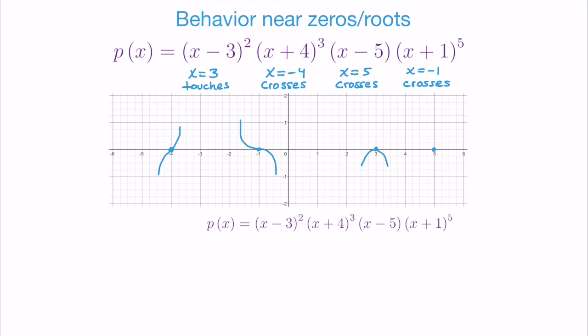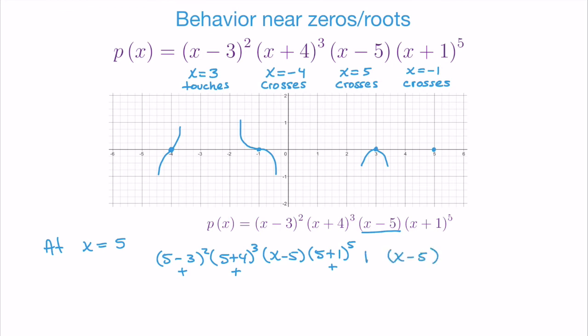Good. And the last root we have to analyze is at x equals 5. Again, we plug in x equals 5 everywhere except at x minus 5. And so we get (5 minus 3) squared times (5 plus 4) cubed times (x minus 5) times (5 plus 1) to the 5th power. This is positive, this is positive, this is positive. So we get x minus 5 with a number in front that is positive. So it crosses like a line going up, like this. And we finish analyzing the behavior near zeros of all the polynomials.